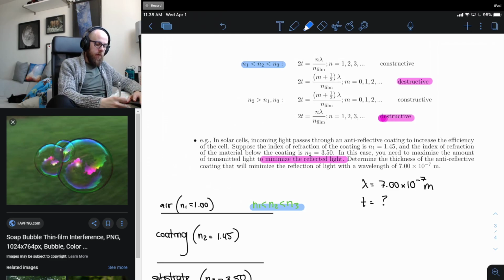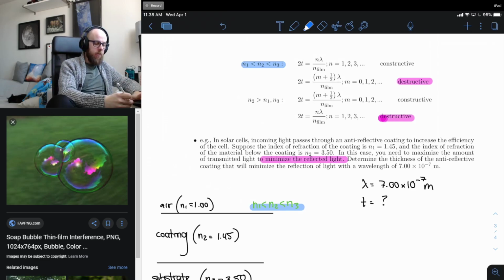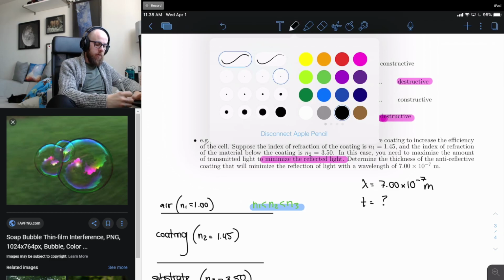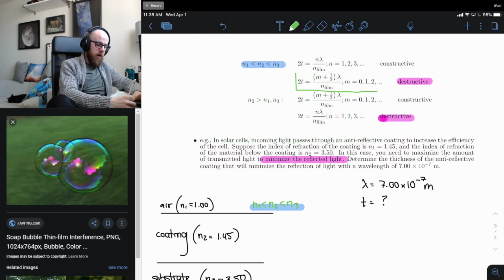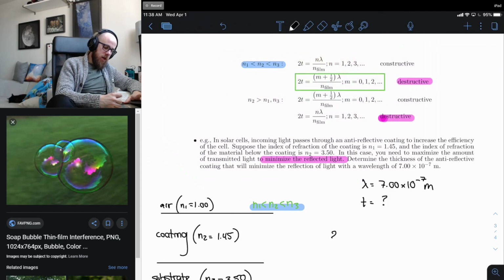And because we're looking for destructive interference, we want there to be no reflected light, or as little reflected light as possible. We're going to be dealing with this formula right here, right? So destructive interference, where N1 is less than N2 is less than N3. So let's give this a go. We have 2t equals (m plus a half) lambda over n film.